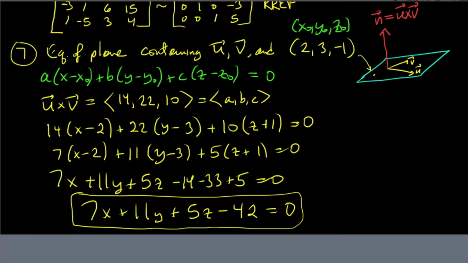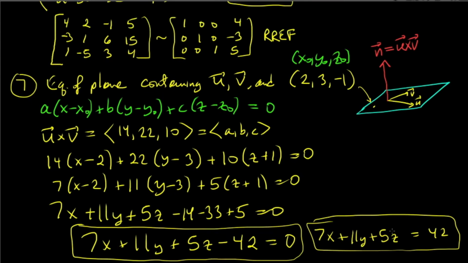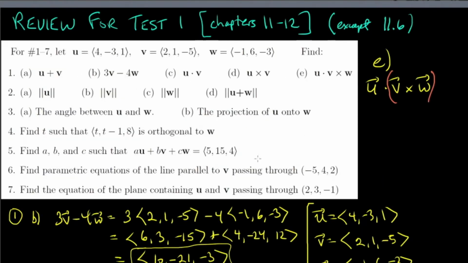Yeah, in the answer key, I bring the 42 to the other side. Don't make that an issue. It's the same equation, right? Either way is fine. Just be aware that if you want, say, the distance to this plane, then your d is negative 42, not positive 42. But, of course, for the equation of the plane, either is fine. Okay, so that should do it for the basic calculation problems here.